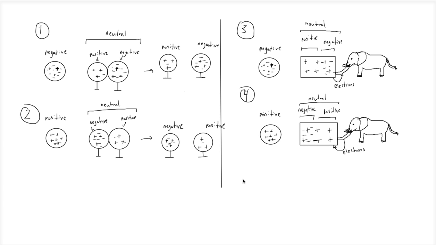And you see that you have to have a little trick. You either have to have a ground, like the elephant in numbers 3 and 4, or be able to just split the object in half, like in numbers 1 and 2.